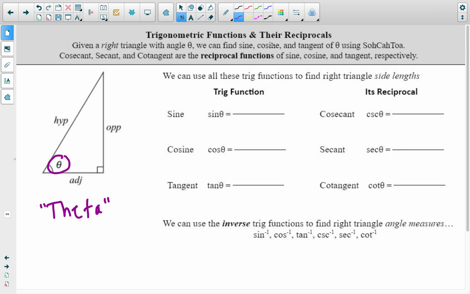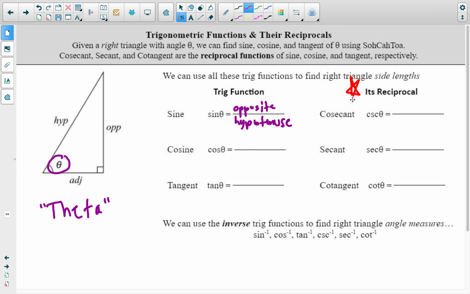we can find the sine, cosine, and tangent of that angle in a right triangle using SOHCAHTOA, right? So sine means opposite over hypotenuse. Okay, and then cosine and tangent mean adjacent over hypotenuse, opposite over adjacent. Okay, hopefully you know that, and we'll get to writing all of these in.